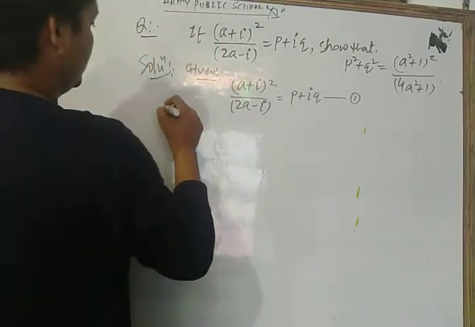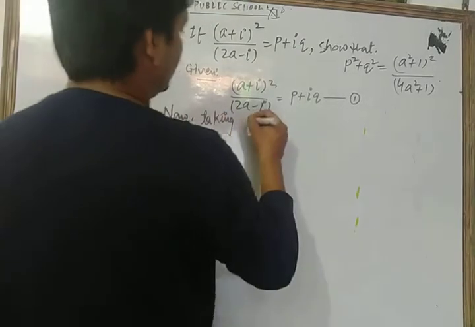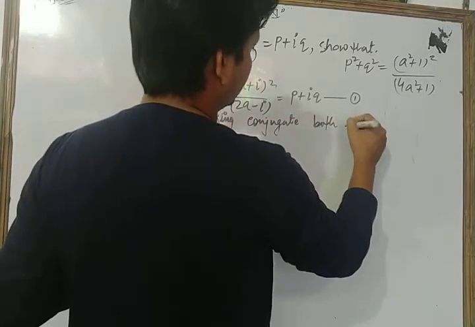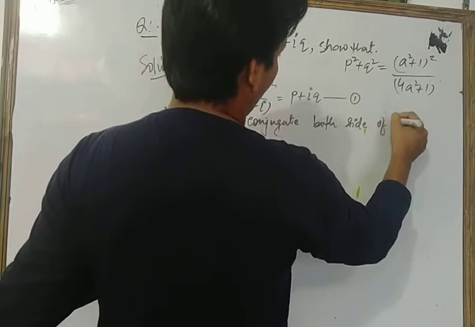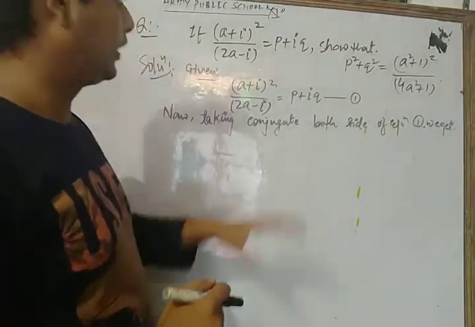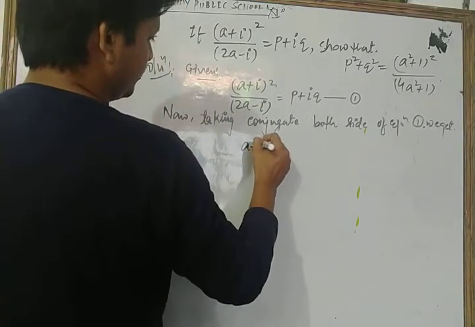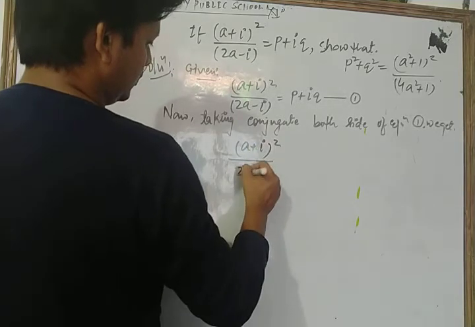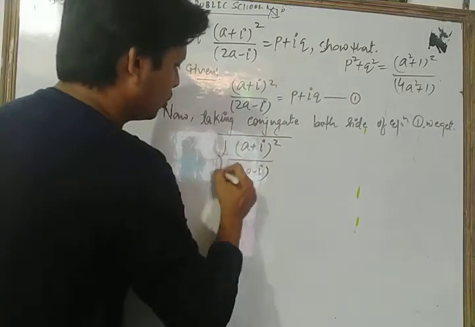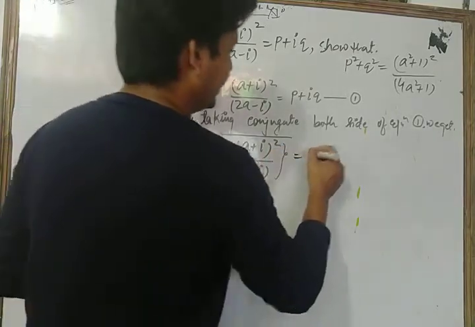Taking the conjugate of both sides of equation 1, we get the bar of (a + i)² / (2a − i), where the bar represents the conjugate, on the left side.